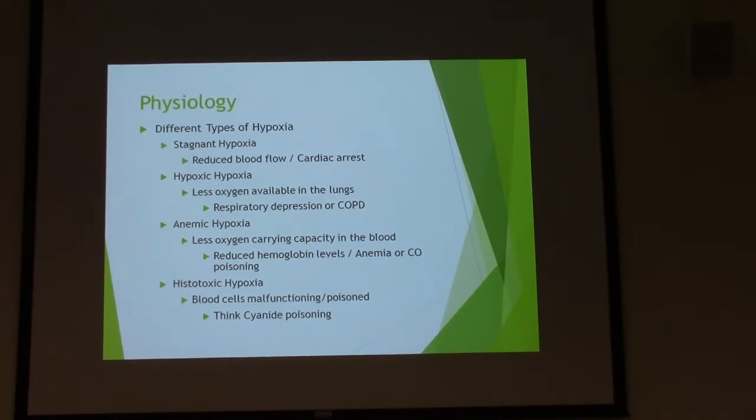Hypoxic hypoxia means that a patient isn't getting enough oxygen into their lungs. We see this a lot with patients that have COPD or respiratory depression. Anemic hypoxia is more of a cellular issue, meaning that there aren't enough red blood cells or hemoglobin for oxygen to attach to and travel through the rest of the body. When a patient doesn't have enough red blood cells, it decreases the amount of oxygen delivered to the end organs.